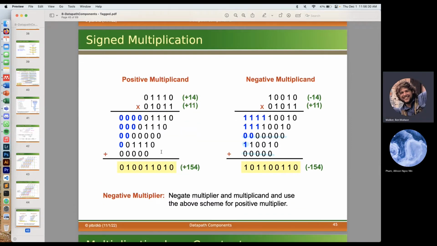When you're dealing with signed numbers, you have to put ones as your leading digits because ones are the same as zeros when you're working in 2's complement space.